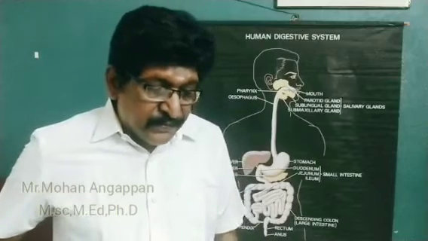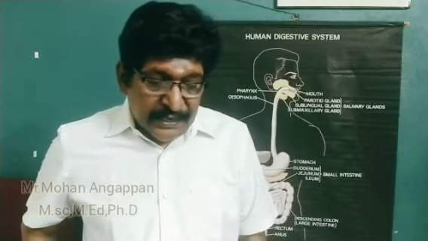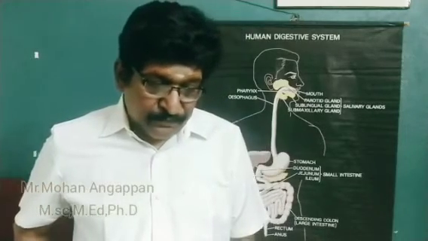Fourth cell, argentaffin cell, ARGENTAFFIN. Argentaffin cells are endocrine cells that secrete serotonin, somatostatin and histamine. So very important. These cells secrete serotonin, somatostatin and histamine. And finally, the gastrin cells. They are also endocrine cells present in the pyloric region. They secrete gastrin hormone.